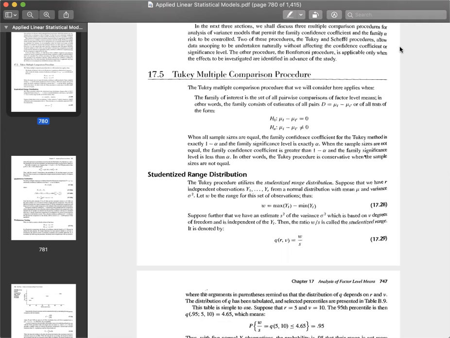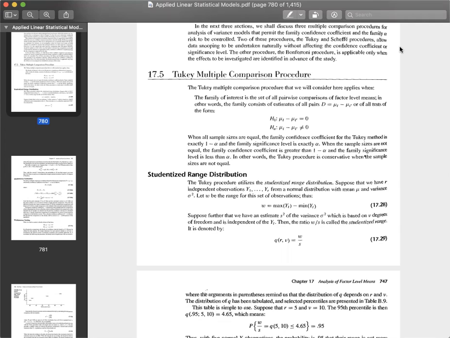When all sample sizes are equal, the family confidence coefficient for the Tukey procedure is exactly 1 minus alpha, and the family significance level is exactly alpha. When the sample sizes are not equal, the family confidence coefficient is greater than 1 minus alpha, and the family significance level is less than alpha. In other words, the Tukey procedure is conservative when the sample sizes are not equal.